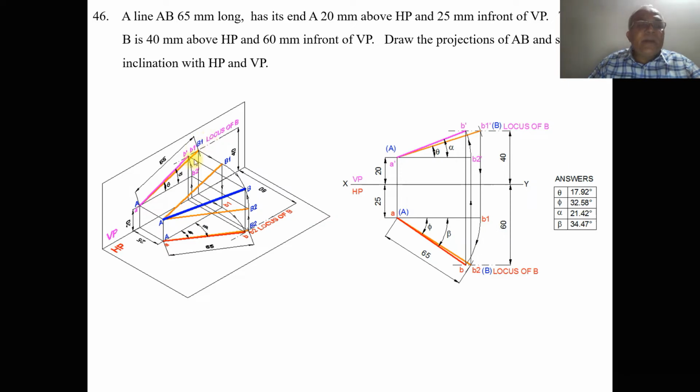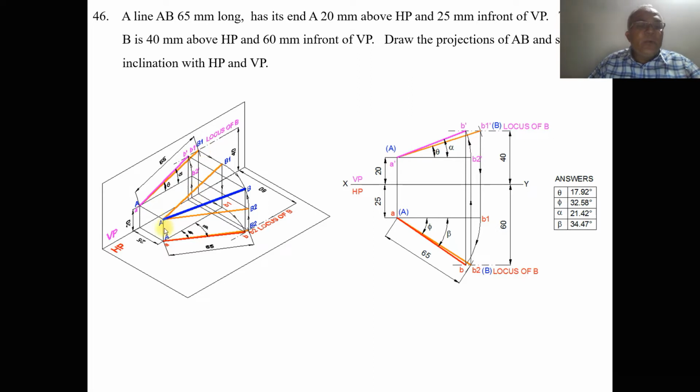So once you get this 65 mm, you will get the angle theta. So we know that this is the true length in the vertical plane. Why? Because when you look from the top view, both A and B1 are in front of VP by 20 mm. This is the line in space. When you look from the front view, you will get that line on the vertical plane.